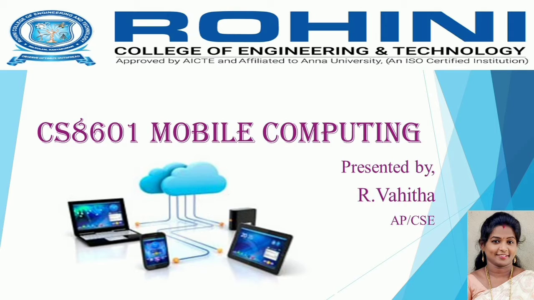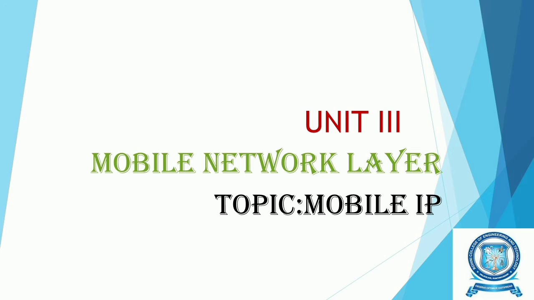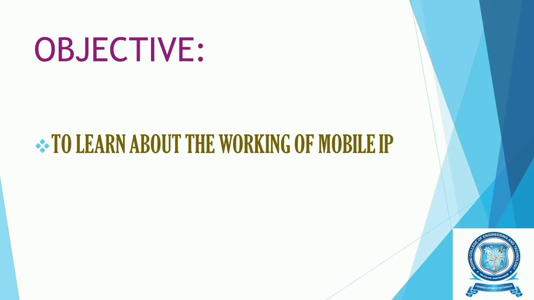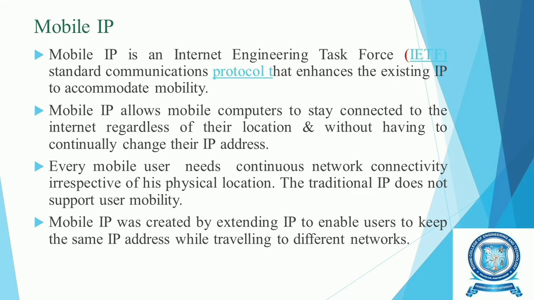I'm here to explain a few concepts of the subject Mobile Computing CS 8601. We are going to see Unit 3, that is Mobile Network Layer. The topic discussed here is Mobile IP. The objective of this topic is to learn about the working of Mobile IP. So for that, first we should know how Mobile IP works.